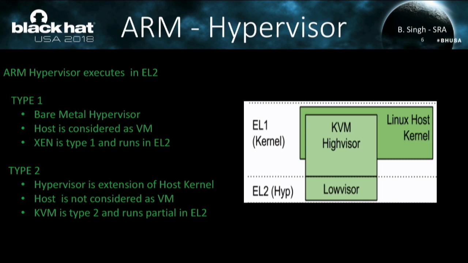Type 2 hypervisors are an extension of the host kernel, so the host kernel is not considered as a VM in that. KVM is a type 2 hypervisor, and KVM runs partially in EL2. For ARM, KVM has two components, a lowvisor and a highvisor. The lowvisor runs in EL2, and this is the core component. It does the configuration of the hardware and the VM switching. So this component does the low level stuff, and the highvisor runs with the Linux kernel and uses the resources provided by the Linux kernel.